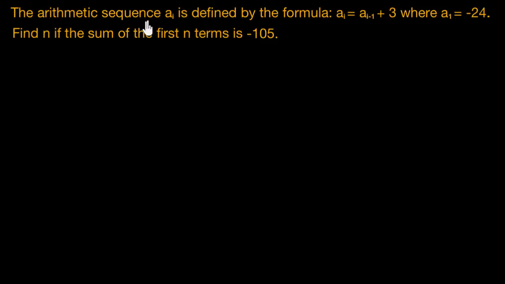The arithmetic sequence a_i is defined by the formula a_i = a_(i-1) + 3, where the first term is given to us as negative 24. So this means that the ith term in this sequence can be given by the sum of the term previous to the ith term and 3.